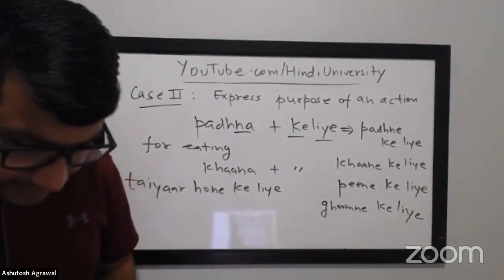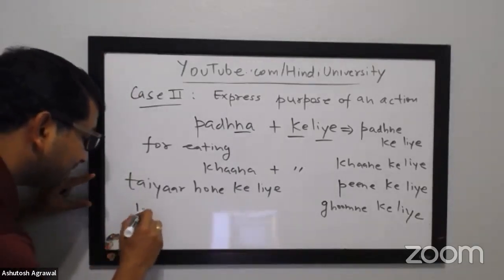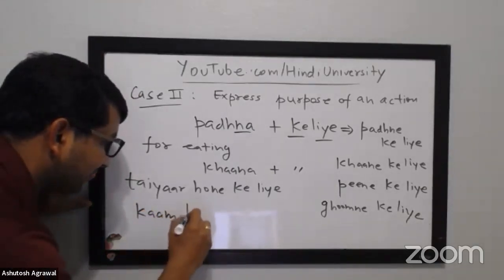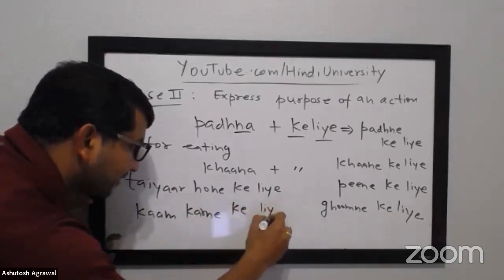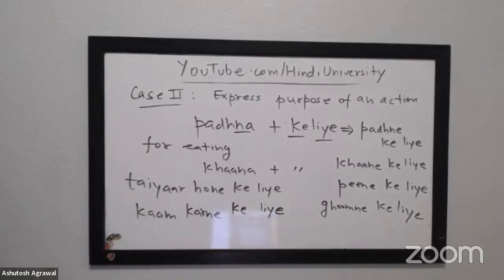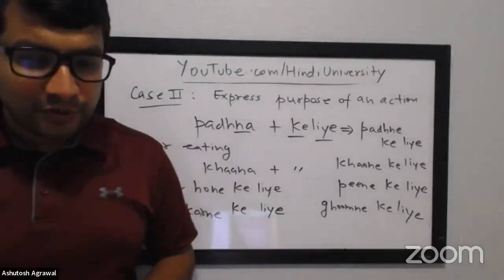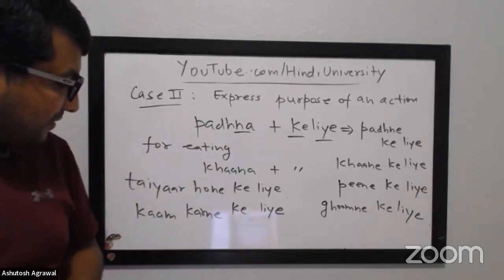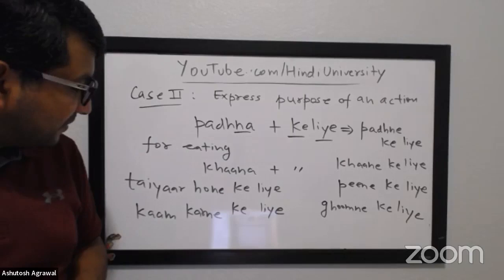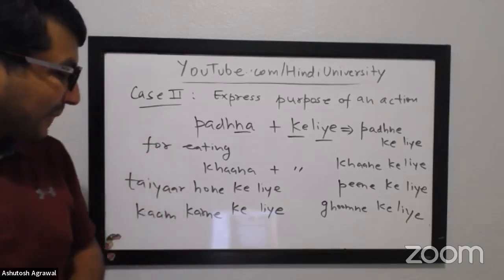Okay. Kaam karne ke liye. Kaam karne ke liye. Very good. Okay, so how will you say I have to travel a lot, you know, for working or to work? It's a hard sentence, right? How will you say that?